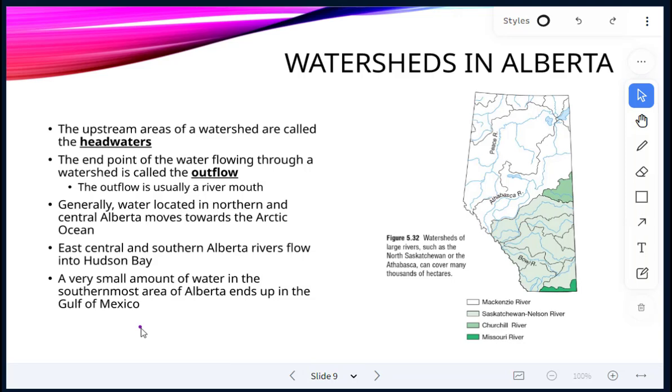All right, so watersheds in Alberta. The upstream areas of a watershed are called headwaters. The end point of the water that's flowing through a watershed is called the outflow. It's usually the mouth of the river. Generally, water that's located in northern and central Alberta will move towards the Arctic Ocean. East, central, and southern Alberta rivers will flow into Hudson Bay, and a small amount of water in the southernmost area of Alberta ends up in the Gulf of Mexico.